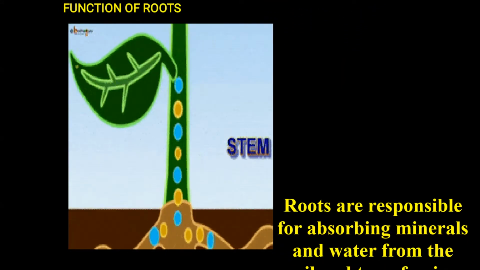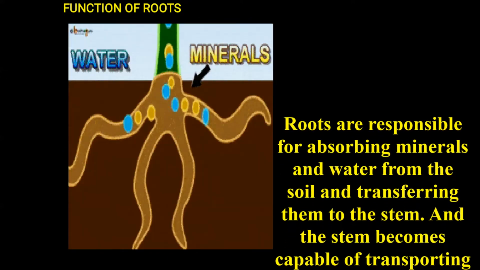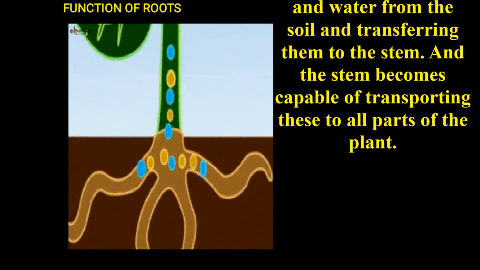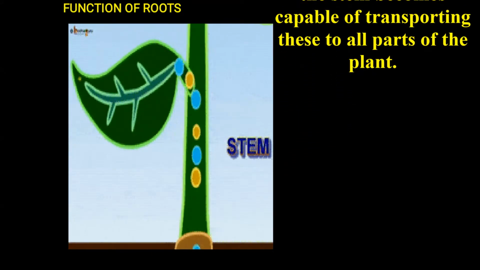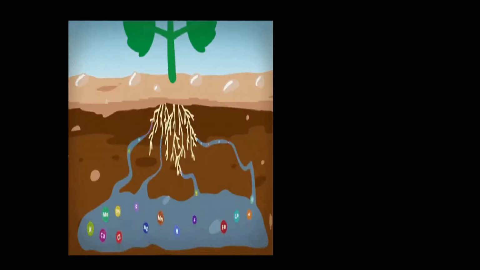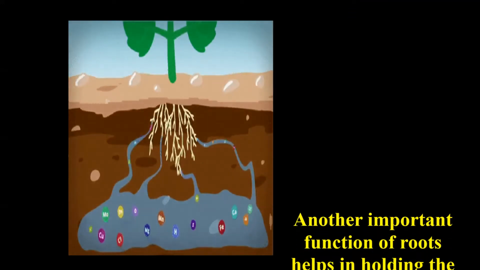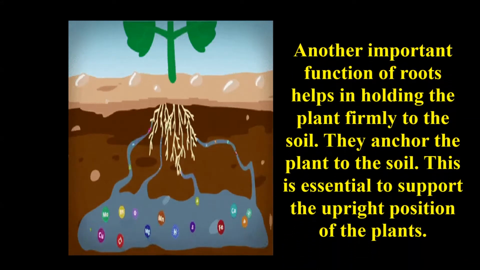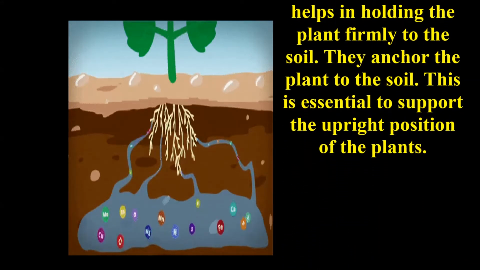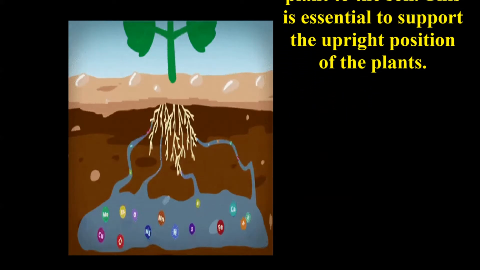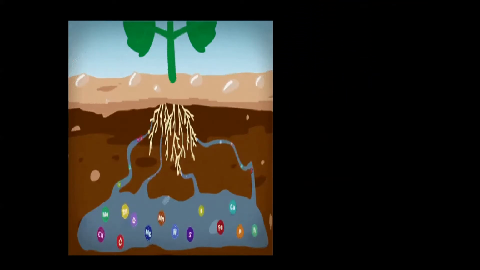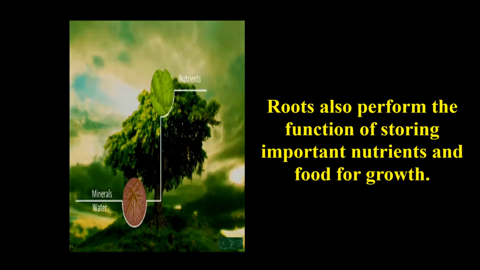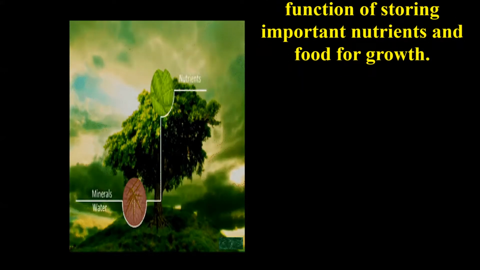Functions of roots. Roots are responsible for absorbing water and minerals from the soil and transferring them to the stem. And the stem becomes capable of transporting this to all parts of the plant. Another important function of the roots helps in holding the plant firmly to the soil. They anchor the plant to the soil. This is essential to support the upright position of the plants. Roots also perform the function of storing important nutrients and food for the growth.